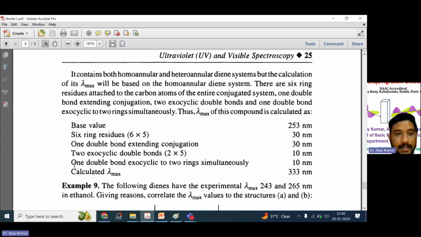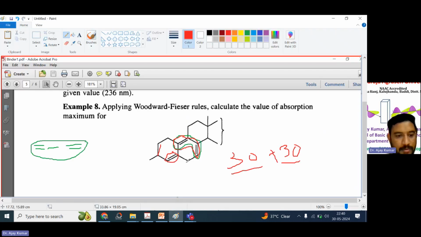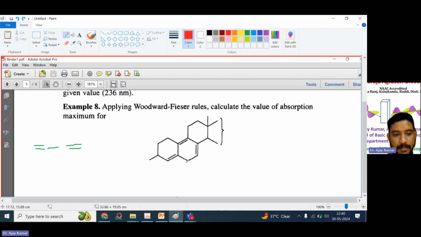Okay. So now next is one double bond exocyclic to ring simultaneously, 10 nanometer. Here, how will we identify the exocyclic double bond? Again, I'm marking this as ring A, ring B, and ring C. So here, this is our ring A, and this particular double bond is exocyclic to ring A, meaning that it is outside ring A. Such a type of structure is there. And if we talk about ring B, for ring B, this one is the exocyclic double bond to ring B.